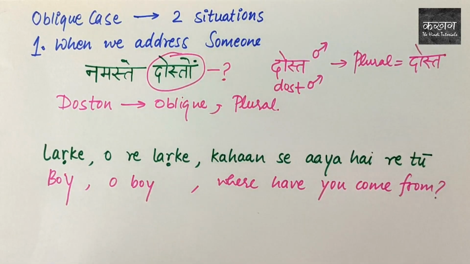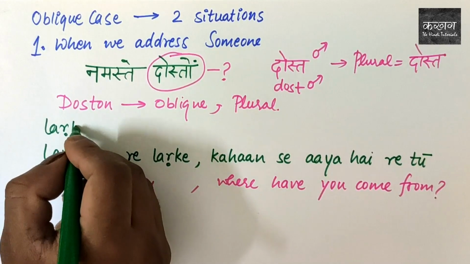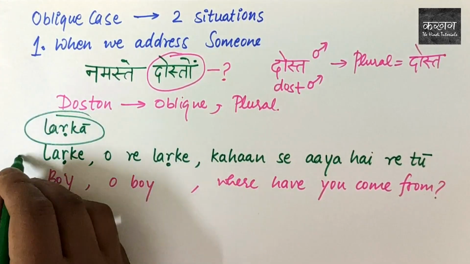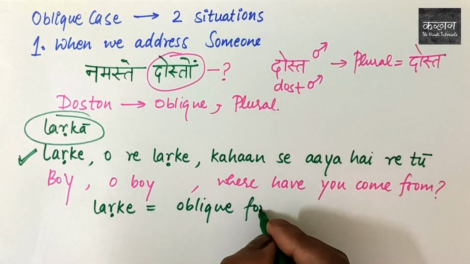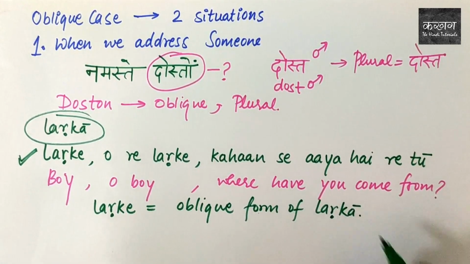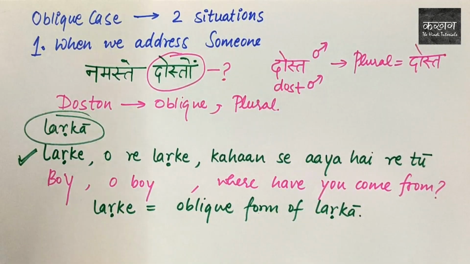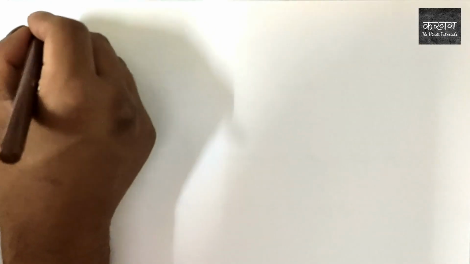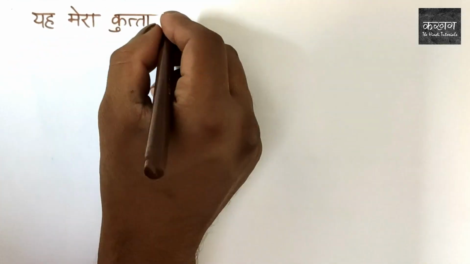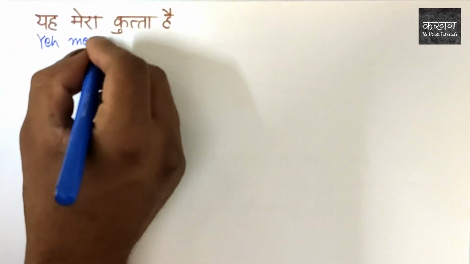The girl is addressing the boy and she is using the word ladke instead of ladka because ladke is the oblique form of ladka. So, whenever we address someone, we use the oblique case. Done? ठीक है? Now, the second situation. Wait, let me explain using examples. ये मेरा कुत्ता है. This is my dog.